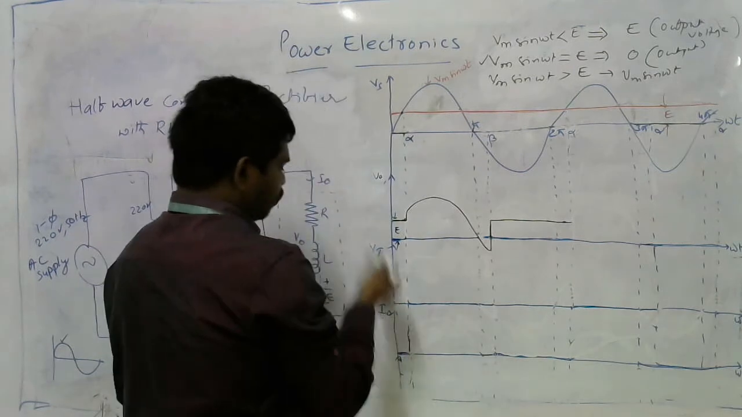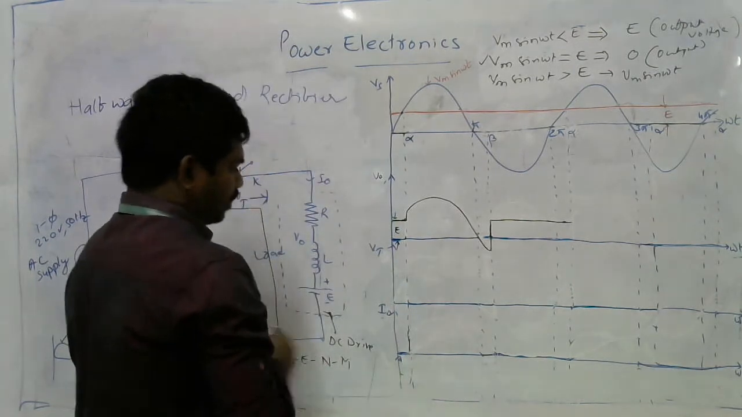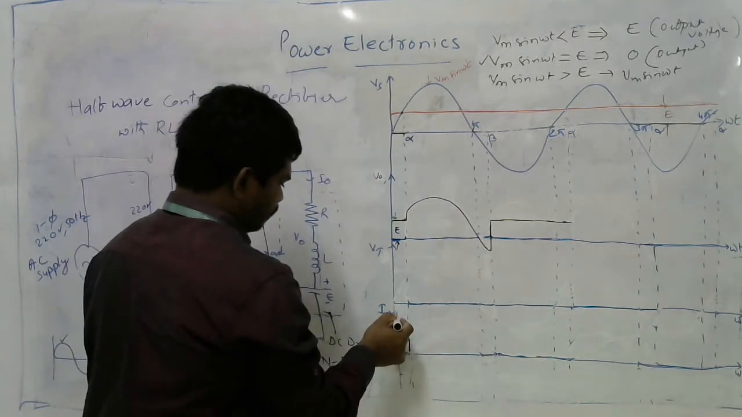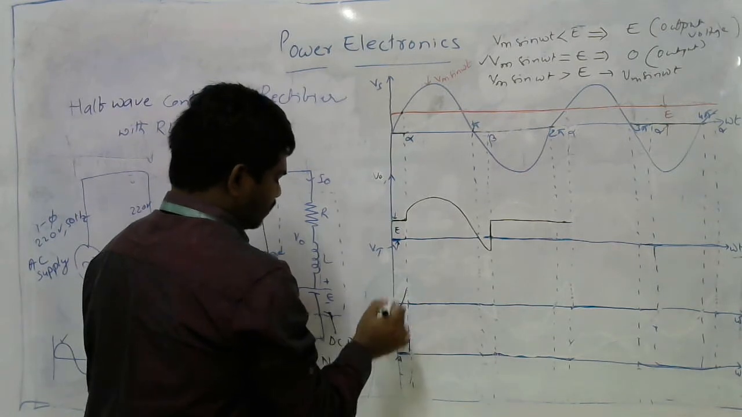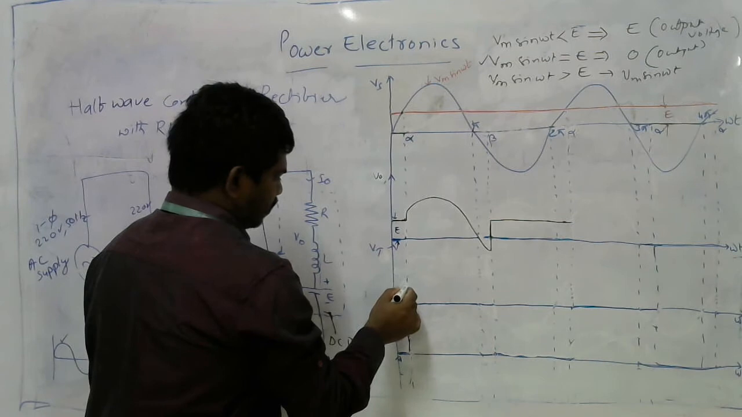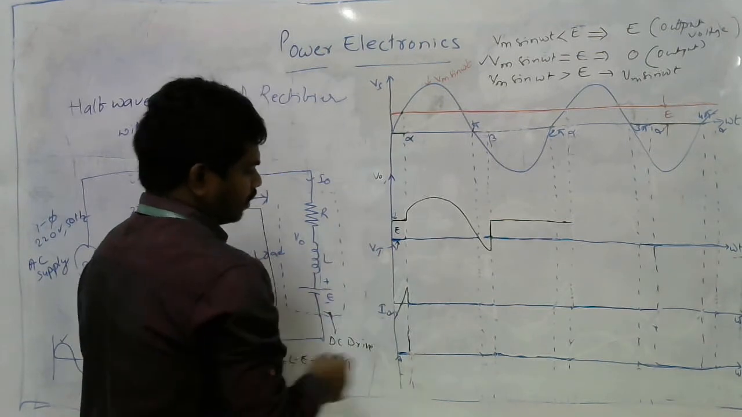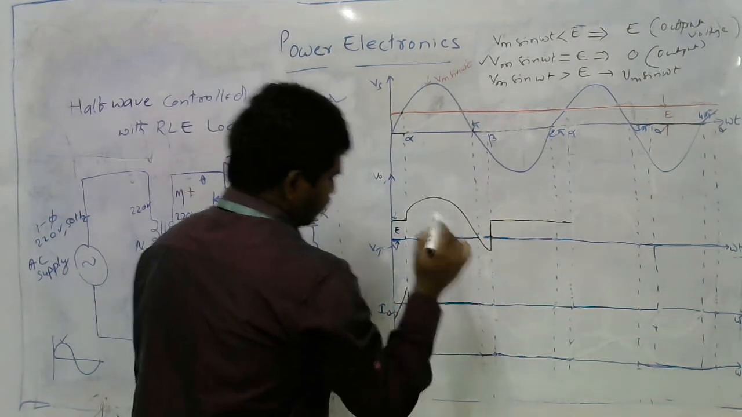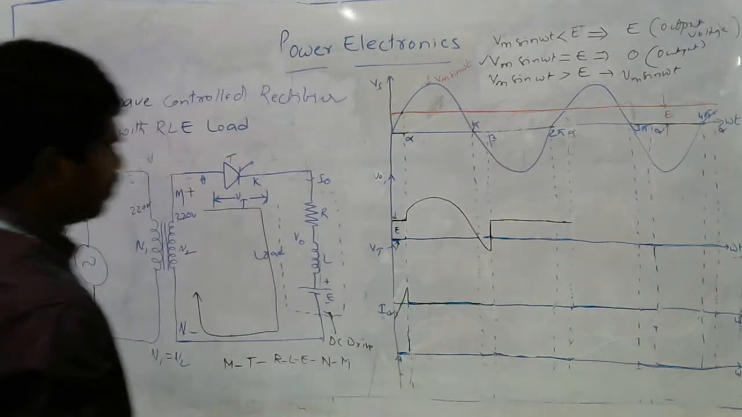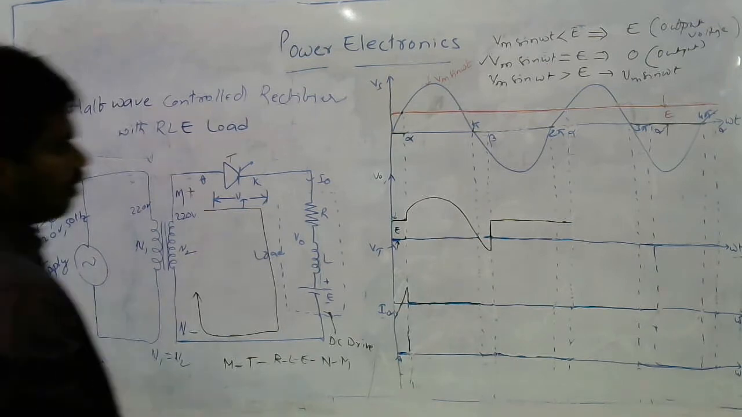Then coming to the voltage across the thyristor. In this case, for some portion it is minus E, and this is the voltage that we have across the thyristor till this portion. And after this, what happens?